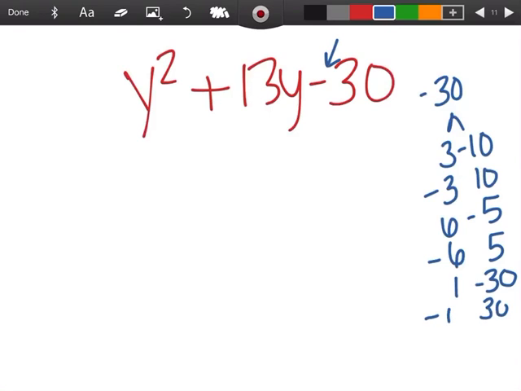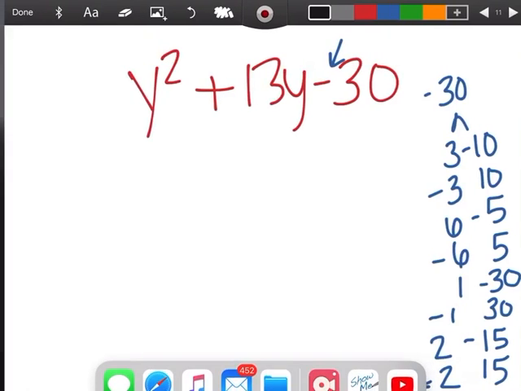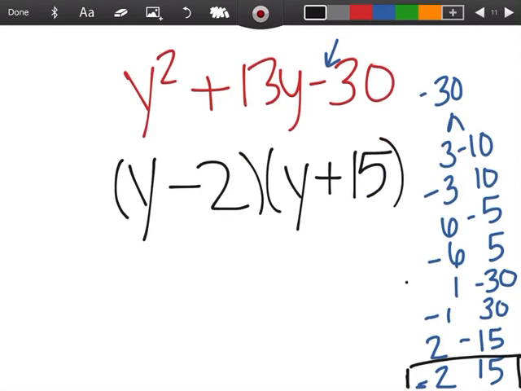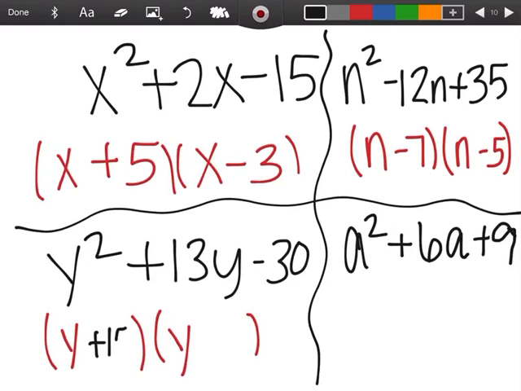Or you're screaming at your screen by now, 2 and 15, Miss Barrett. Yes, 2 and 15. So 2 and negative 15, or negative 2 and positive 15. And the only two numbers that multiply to be negative 30 and add up to be positive 13 are a negative 2 and a positive 15. So y minus 2 and y plus 15. Or you could put the 15 first and then the minus 2. Either way, doesn't matter. As long as the 2 is negative and the 15 is positive.